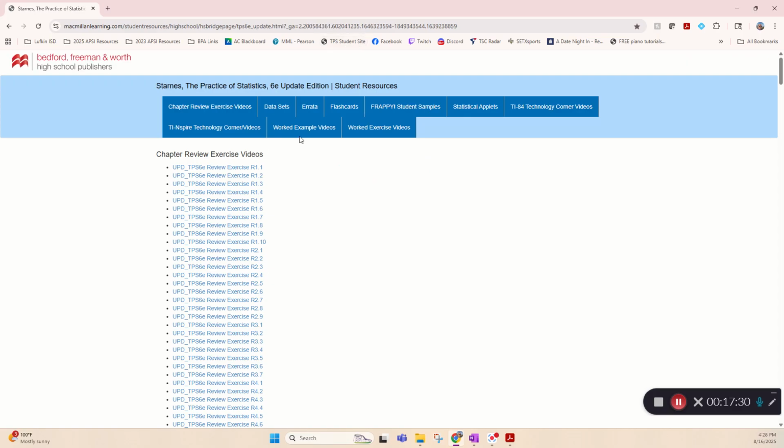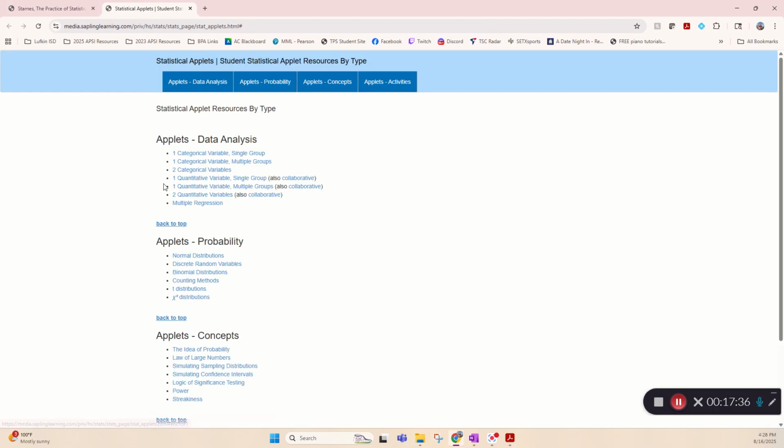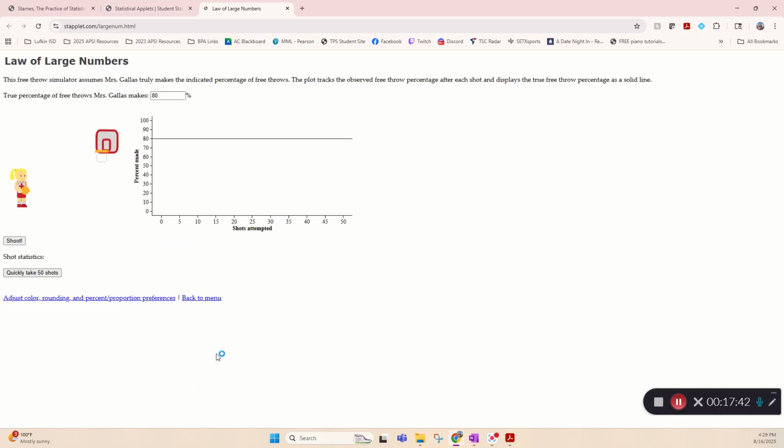Hopefully I remember where it's at. Applet. Okay. Where did it go? Law of large numbers. There we go. Okay, so I'm going to change this percent to 50%. It says they're shooting a basket, but let's pretend they're flipping a coin.